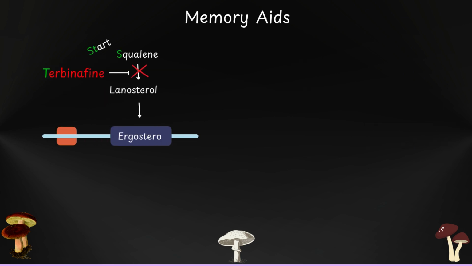Terbinafine, this is used at the start. It prevents the first step right at the start of the whole cascade of events in the formation of ergosterol. So S for squalene, S for start, and T for terbinafine. S and T make up the first two letters of start. So that's how you know it's the first step: squalene, terbinafine, start.